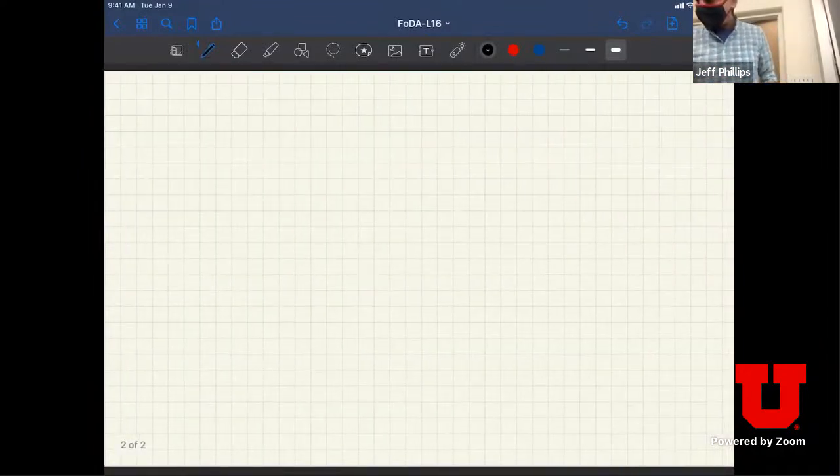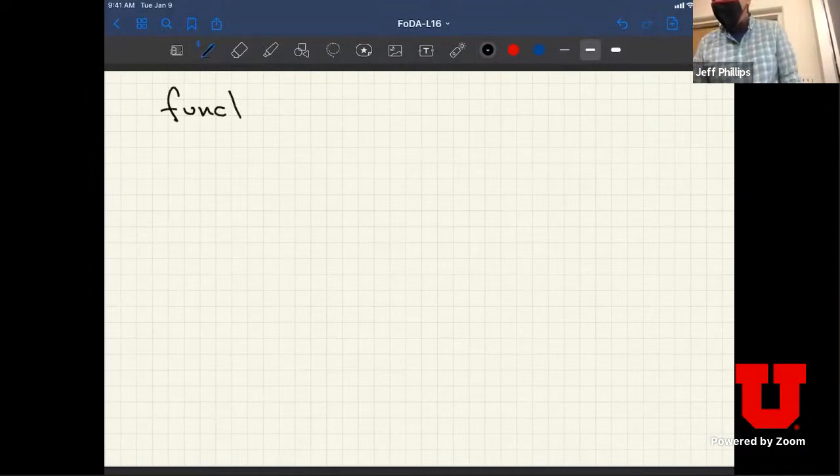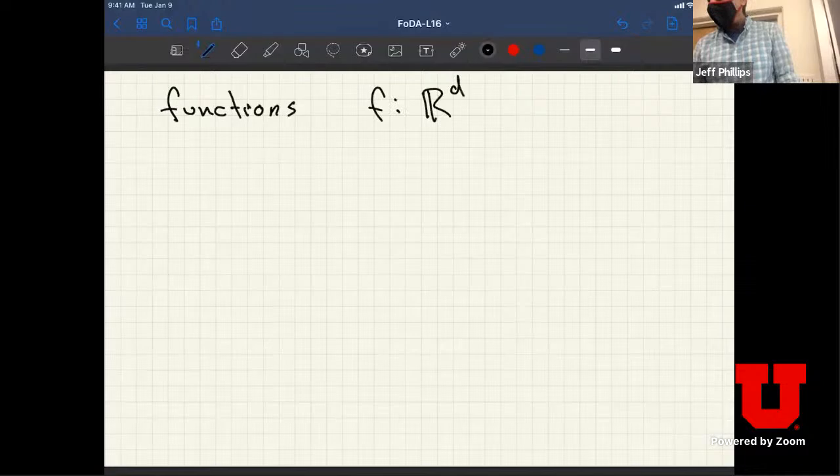Okay, so Tuesday we talked about functions. We're going to have a function that goes from R^d to R. So it's going to take in a d-dimensional vector and output a value. And again, we're going to want to find the smallest value of this function.